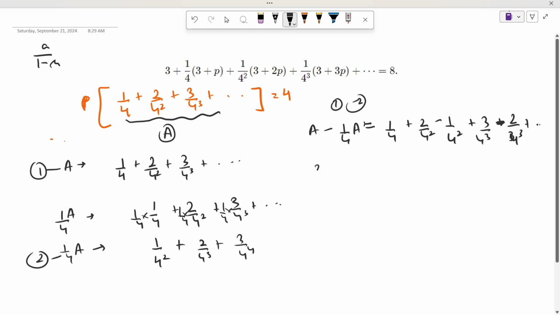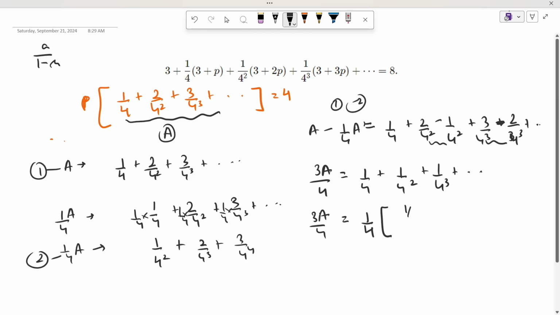So yes, you can see this, you will get this as 3A upon 4. This would be 1 upon 4, and from here it would be 1 upon 4 square plus 1 upon 4 cube, and you can see there is formation of an infinite GP again. So you can calculate this. I have already told you the formula, a upon 1 minus r. Let me write it down again. a is 1 upon 4, 1 minus r, 1 minus 1 upon 4. That is 1 upon 4 into 4 upon 3, or 3A upon 4 is 1 upon 3.